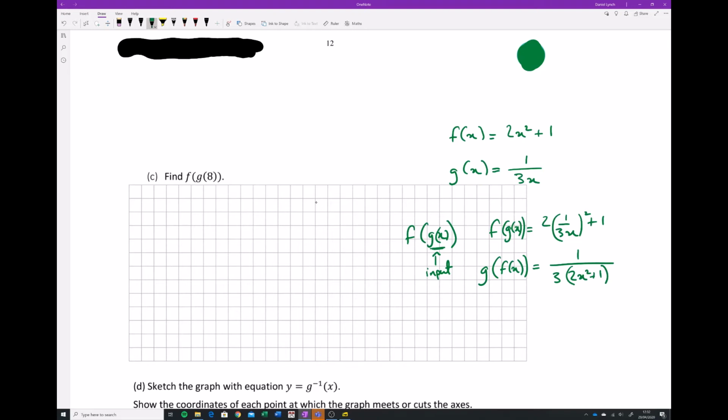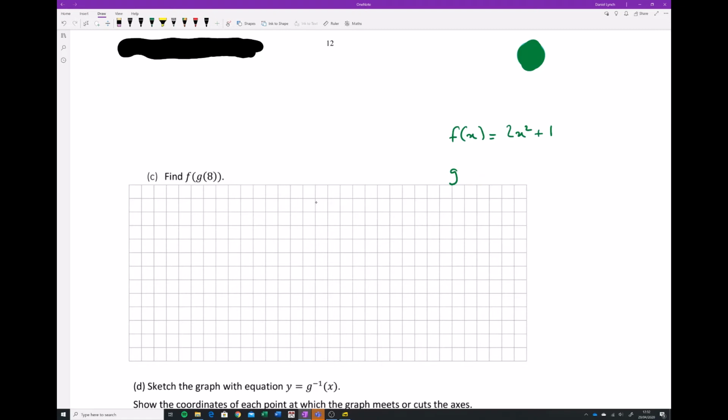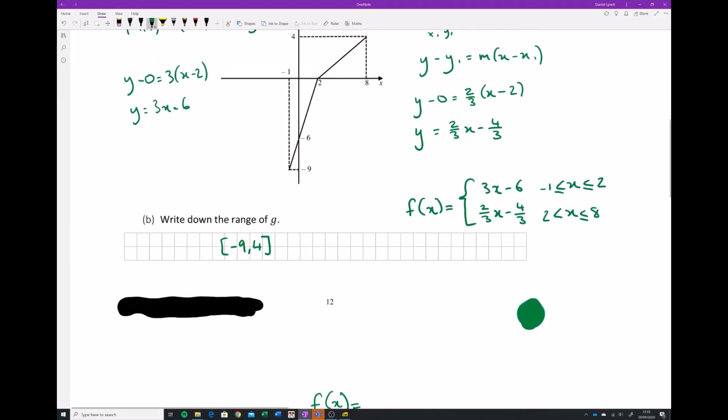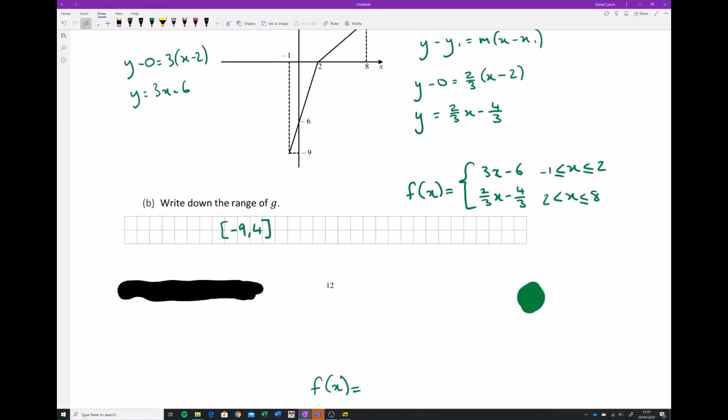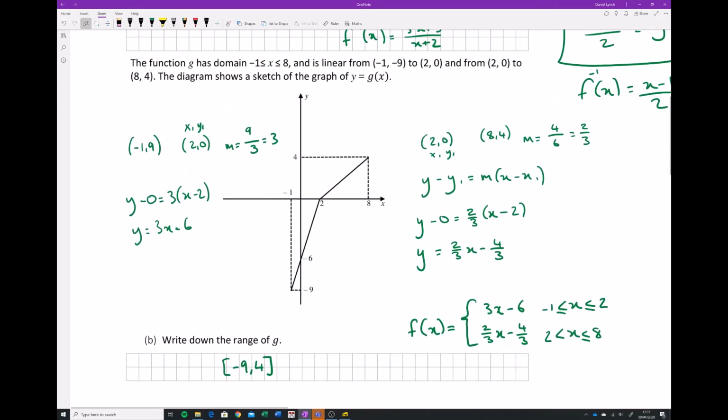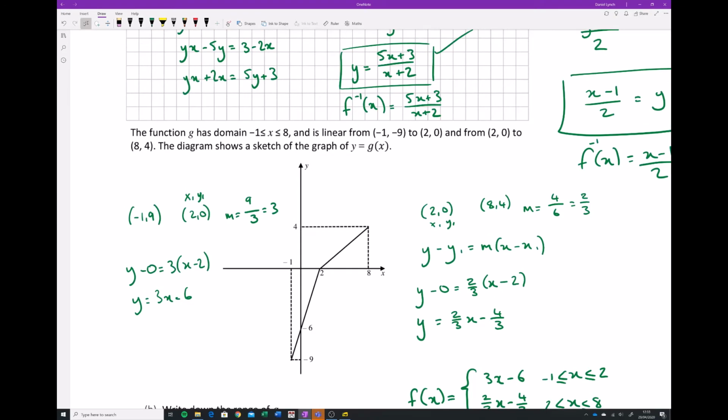Now you can go ahead and do that for the example they've given, if you wanted to. But I don't think there's a need. First of all, you can just find out what g of 8 is, find that exact number, and then input that number into f of x. I think it's a little easier to do it that way, but you could do what I've just shown you as well. So f of x, remember, well, actually we should write down what g of x is first.